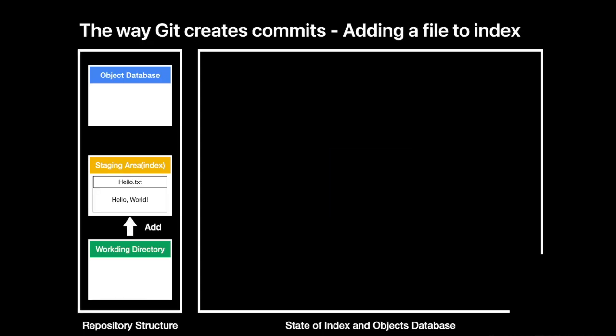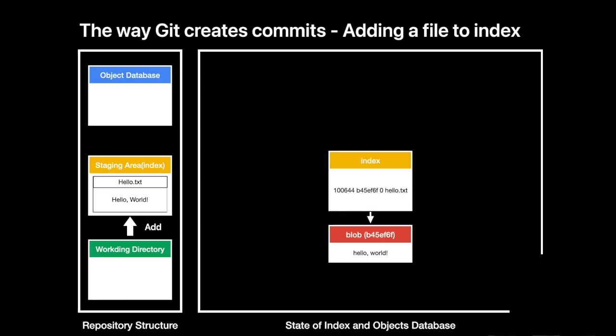Add the hello file created in the working directory to the index. In the left diagram, you can see that the hello file from the working directory has been added to the index. At this point, looking at the index in the right diagram, you can see that a blob containing the content of the hello file has been created, and the index is pointing to this blob. The blob's hash is B45EF6F, and the index points to the same hash. A blob is an object used by Git to store the content of a file.